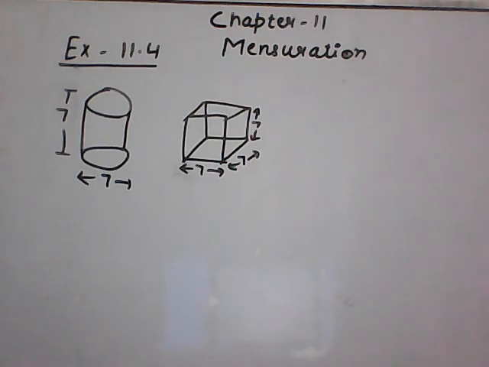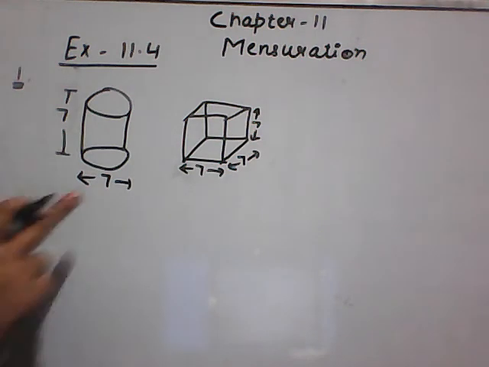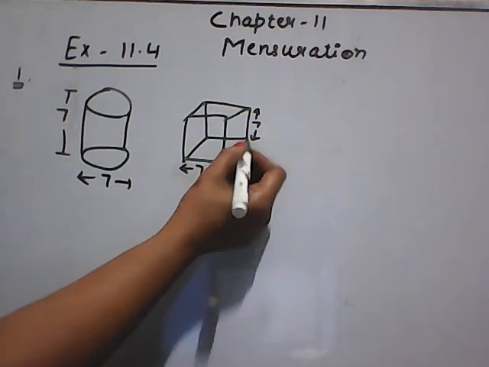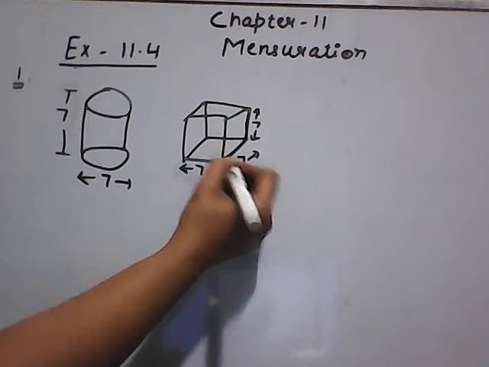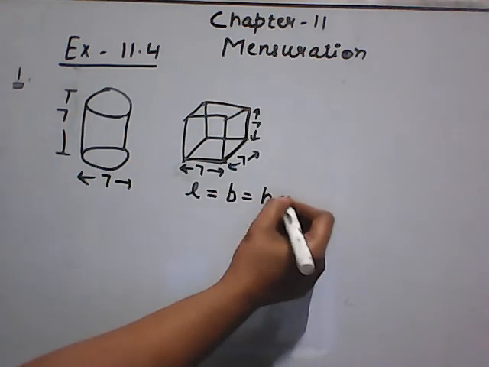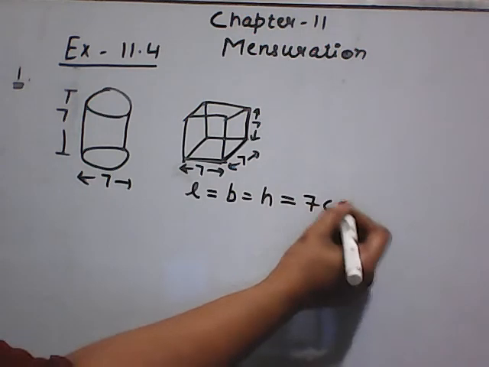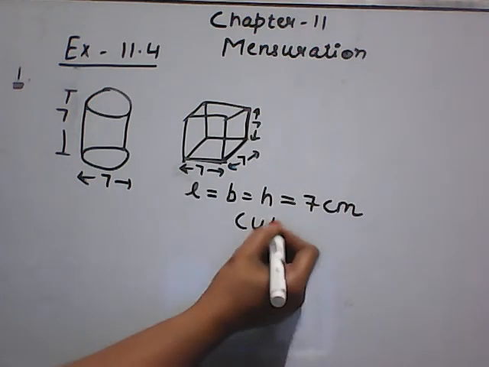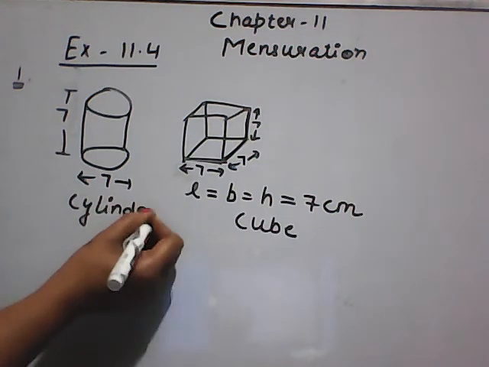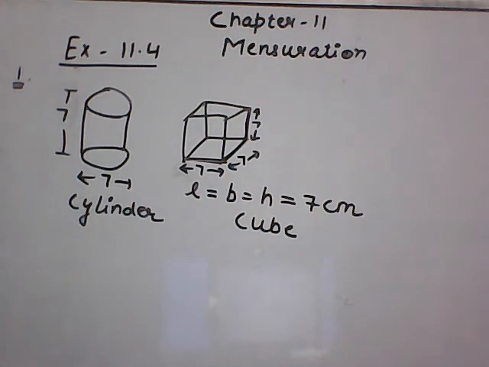Now let's start with exercise 11.4 with question number 1. In question number 1, these two figures are given to you. In this figure here we can see length, breadth and height. All these three are equal. If length equals breadth equals height, all equal to 7 centimeter, it means this figure will be a cube. Now this figure will be a cylinder. In this question you have to find out which box requires the lesser amount of material to make.